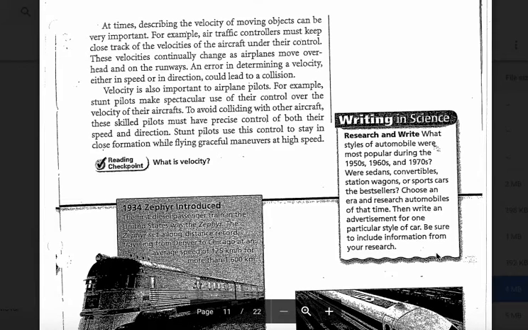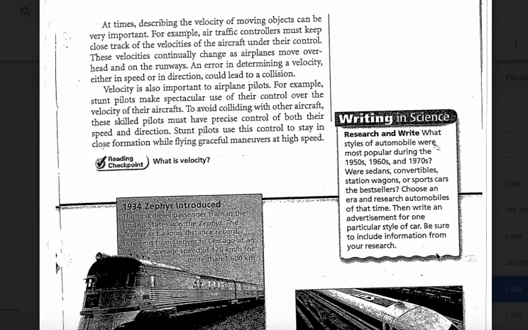At times, describing the velocity of moving objects can be very important. For example, air traffic controllers must keep close track of the velocities of the aircraft under their control. These velocities continually change as airplanes move overhead and on the runways. An error in determining a velocity, either in speed or in direction, could lead to a collision.